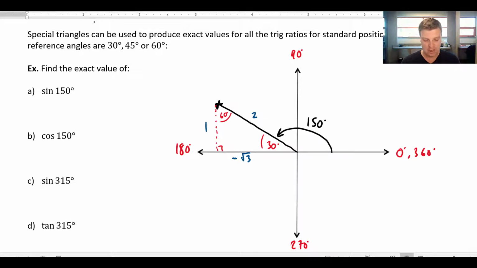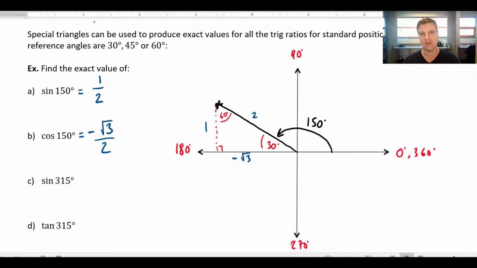If I want to find the sine of this angle, well, sine is just opposite over hypotenuse, and so that's going to be the opposite, which is 1, over 2. And so the sine of 150 degrees should be a half, or 0.5. The cosine of 150 degrees is going to be adjacent over hypotenuse. The adjacent side here is negative square root of 3, and the hypotenuse is 2. And so the cosine of 150 degrees will be negative root 3 over 2.